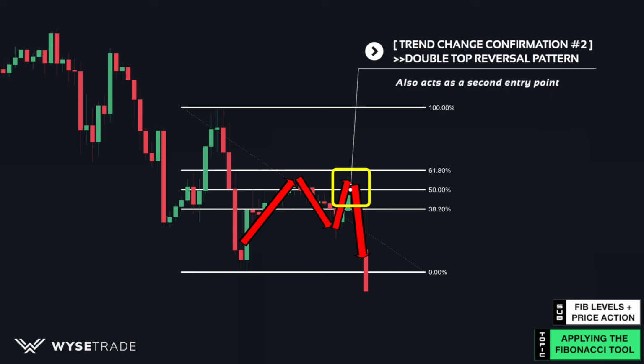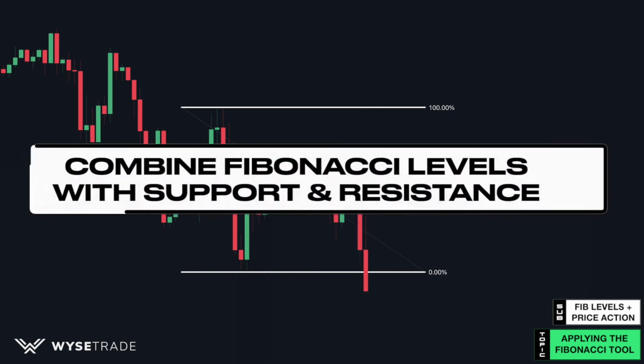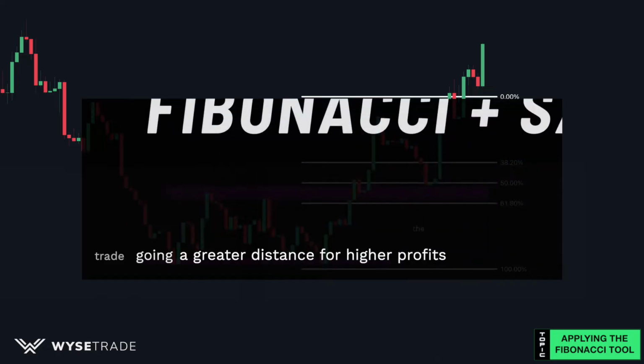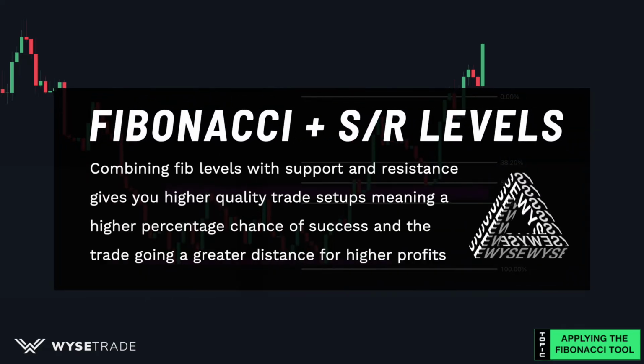Combining Fibonacci levels with support and resistance is like pairing wine with cheese. It enhances the quality of your trades. This approach increases the likelihood of successful trades, making sure you're not just flipping coins and hoping for the best. Cheers to maximizing profits, right?